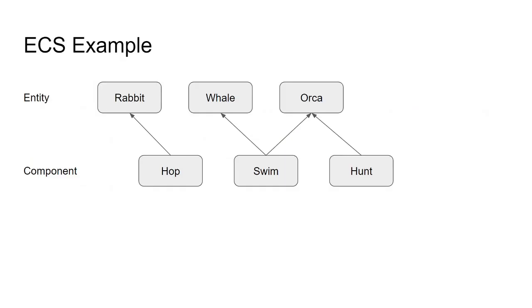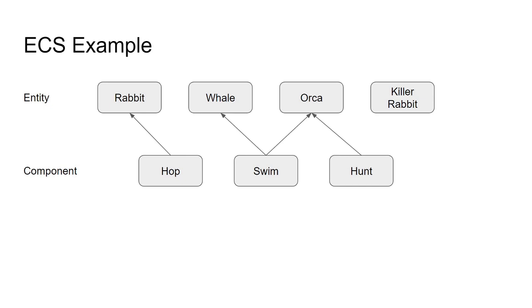So let's go into an example of an entity component system. Say we have three different entities here. We have a rabbit, a whale, and an orca that all have their own behaviors. And we have these components to define those behaviors. We have rabbits that hop, we have whales that swim, we have orcas that also swim, but orcas also hunt. And so let's say we want to have another entity. Let's say we wanted to have something like a killer rabbit. And if you want to have a killer rabbit, you have a couple behaviors you want associated with it. So you want to have your ability to hop, but you also want to have the killer rabbit hunt.